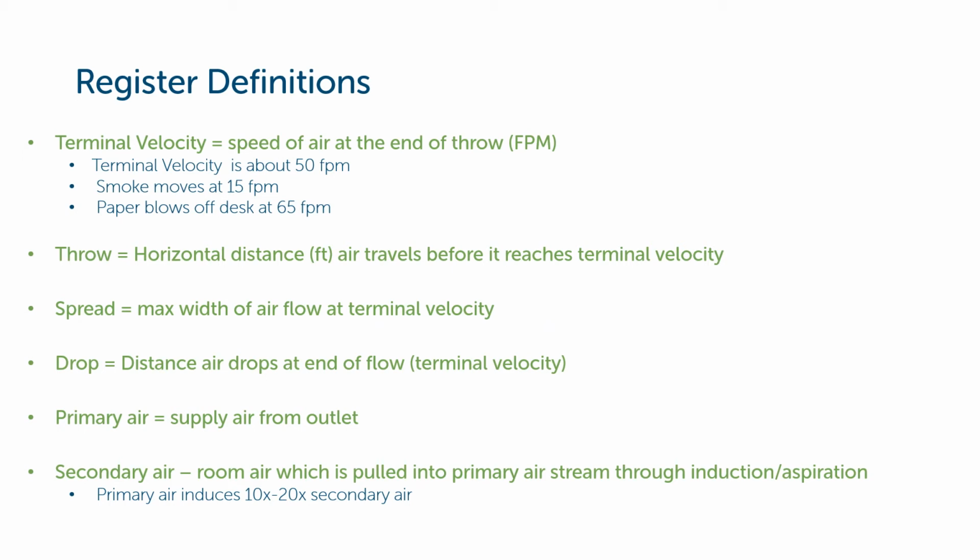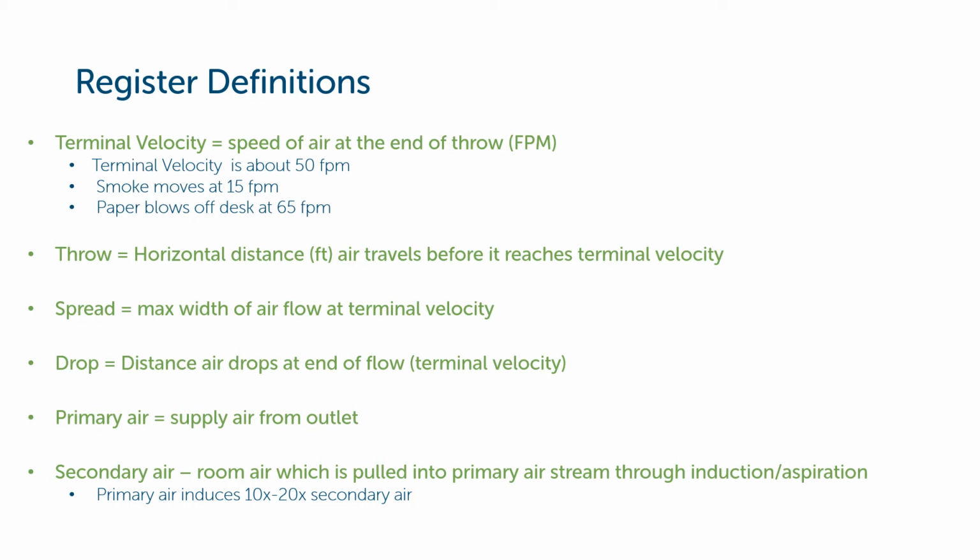Here are some more register definitions. Some more terms that we should understand for selecting registers. Terminal velocity is the speed of the air at the end of the throw in feet per minute. So terminal velocity is about 50 feet per minute, sometimes 75 feet per minute. It's usually listed on the register table. To put that in perspective, smoke hangs in the air at something less than 15 feet per minute. When we start getting into 15 and above, we can see smoke start to move in the air.